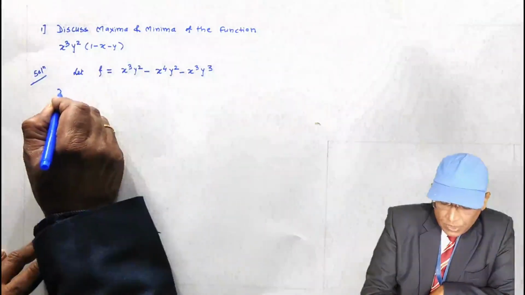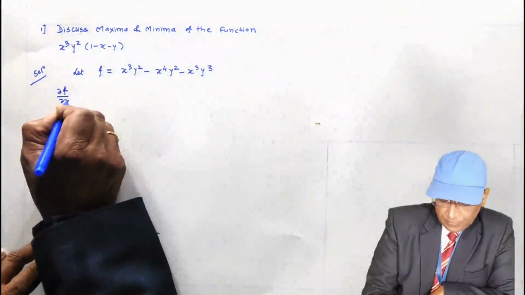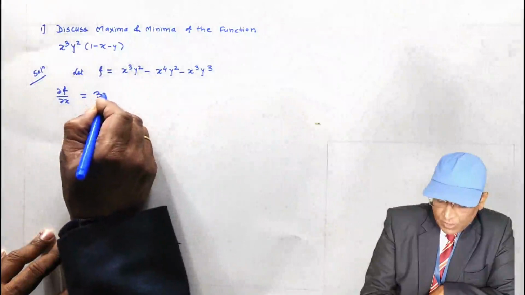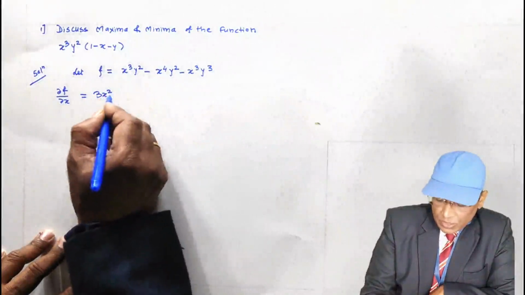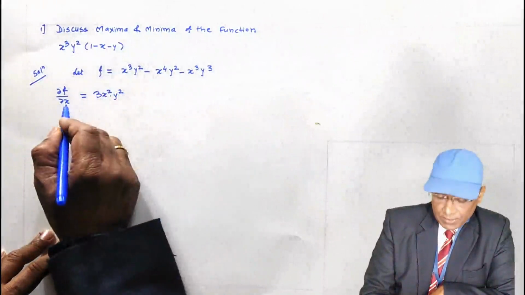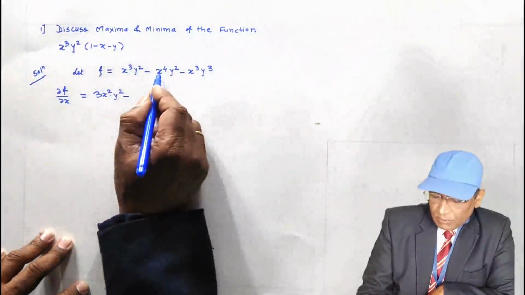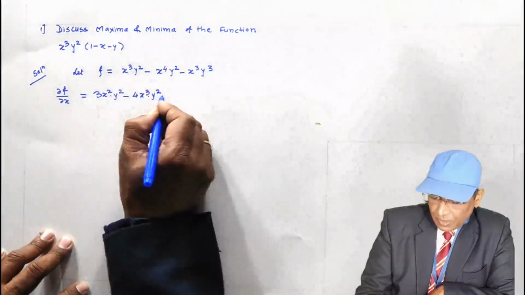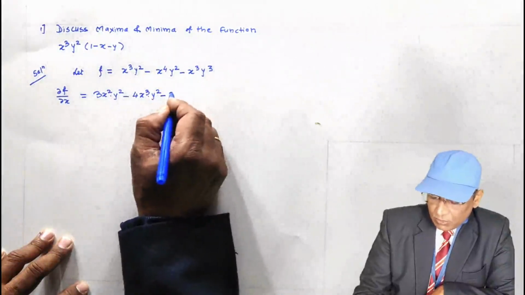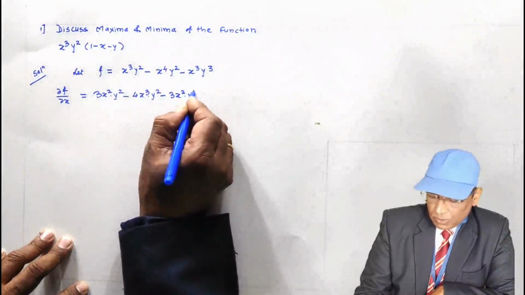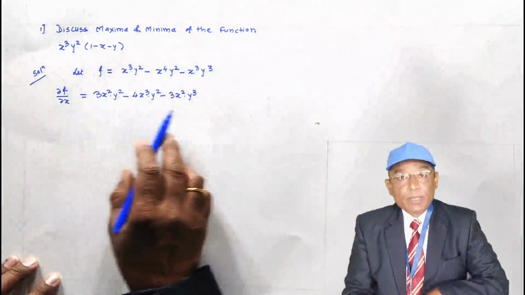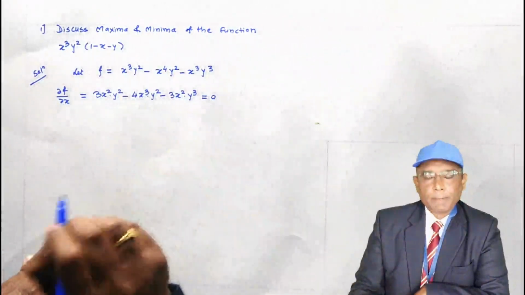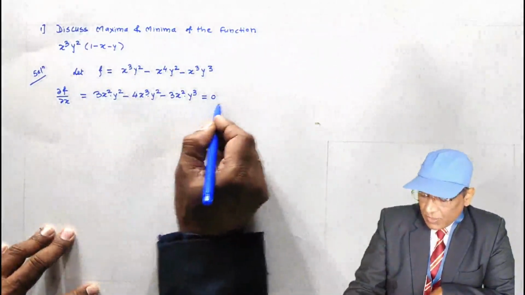Now find the partial derivative with respect to x very carefully. What is the partial derivative of this with respect to x, keeping y constant? It is 3x square, the derivative of x cube. Y square is a multiplicative constant because we are taking the derivative with respect to x. Minus the derivative of x to the power 4, which is 4x cube, with y square as a multiplicative constant, and the derivative of x cube is 3x square, with y cube as a multiplicative constant. Find these derivatives very carefully. Once you get the derivative, equate it to 0, and call this equation 1.